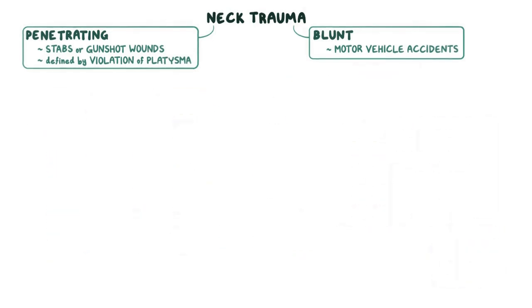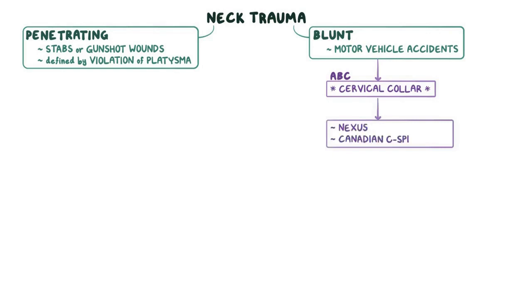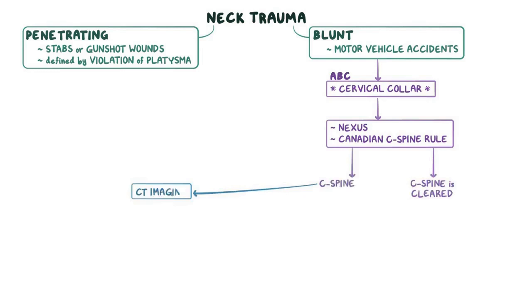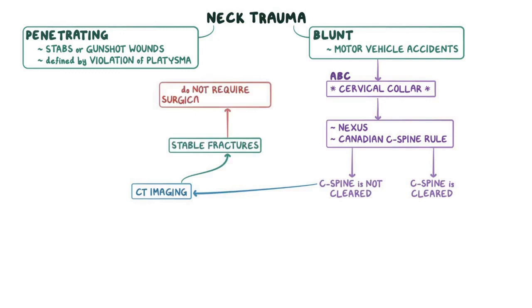Okay, as for blunt neck trauma, a major concern is cervical spine injury. Similarly, start with the ABCs. However, an emphasis is placed on immobilizing the cervical spine using a cervical collar. Next, apply clinical decision tools such as the NEXUS or Canadian C-spine rule, which will help determine if the C-spine is cleared or if CT imaging is necessary. The CT can detect a multitude of stable fractures, which do not require surgical management, and unstable fractures, which do.